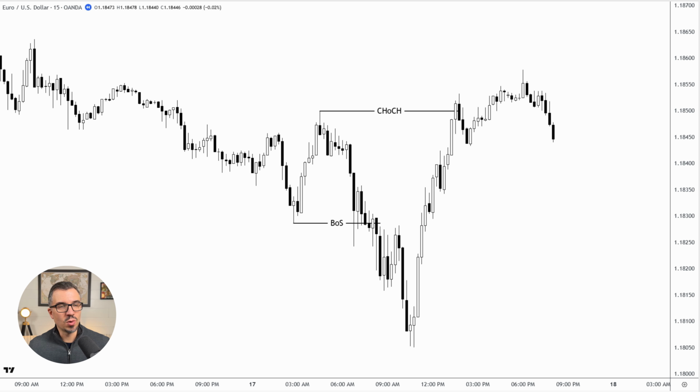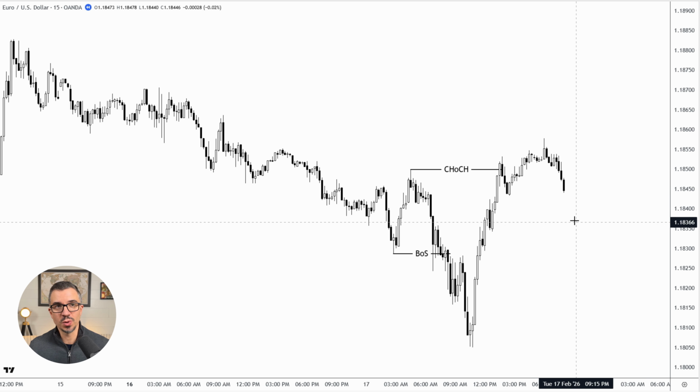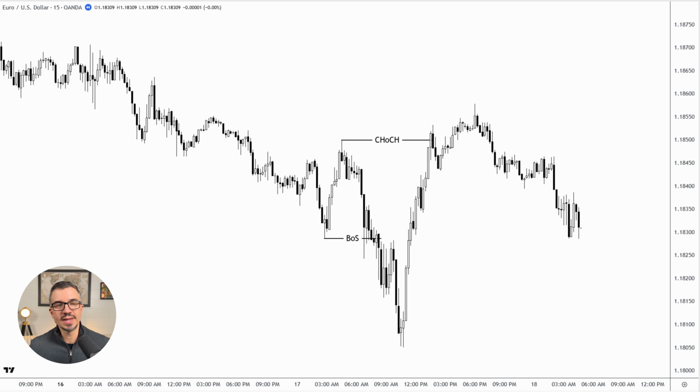Okay, but in Discord, we talked about this at the time, and in fact, I wasn't buying this, I was looking for shorts here. And I'll show you why in a moment, but first, let's take a look at this here and I'll explain why this happens.